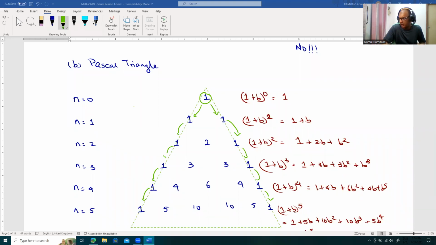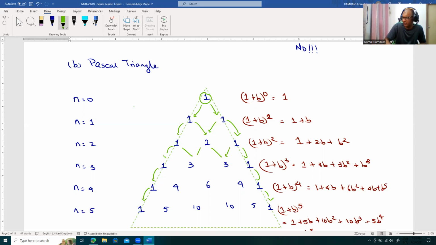Et puis, je prends ce 1, j'ajoute ce 1, je gagne 2. Et là, le troisième row of the Pascal triangle, c'est first row, second row, third row, je gagne 1, 2, 1. Et pour the fourth row, je prends 1 plus 2, c'est 3, 2 plus 1, c'est 3. Et là, je gagne 1, 3, 3, 1.